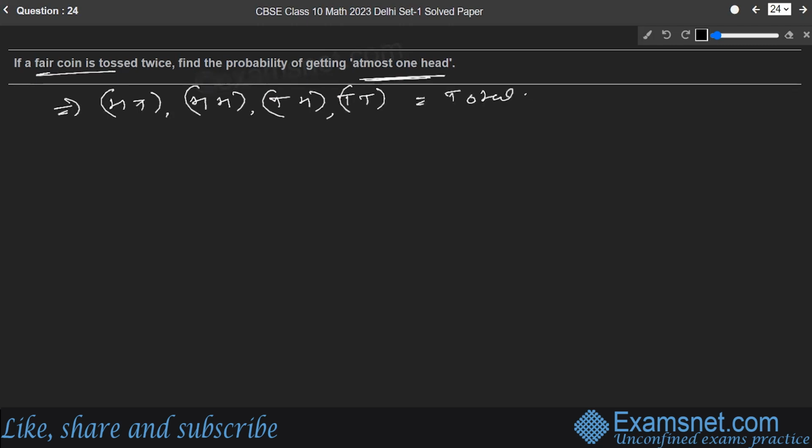The total outcomes come out to be 4. The total cases can be 4. Now let us find out about favorable outcomes. Favorable outcomes are the ones which we want to happen. How many are the favorable outcomes? They are saying at most one head, that is, maximum one head should appear.